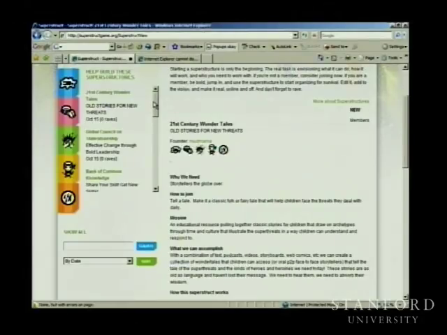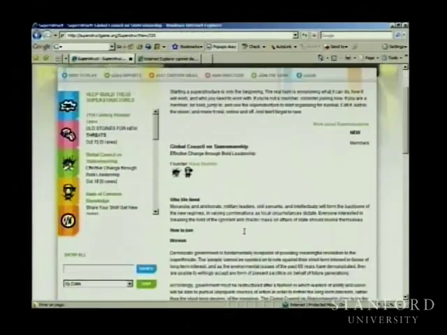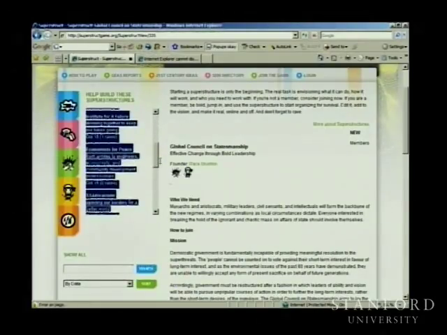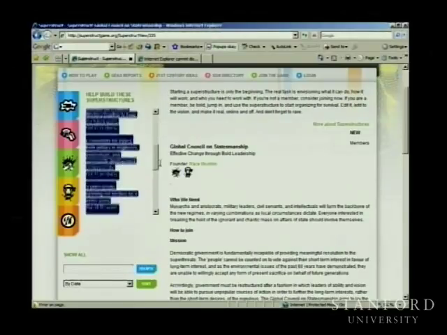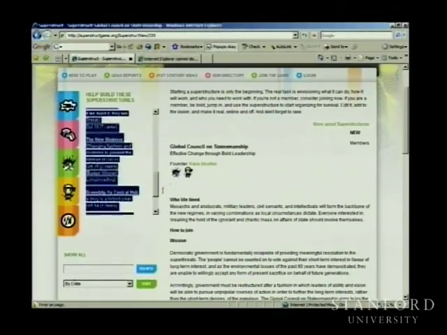21st Century Wonder Tales, so that's sort of storytellers the globe over. Global Council on Statesmanship, I don't know what that is. Monarchs and aristocrats, blah, blah, blah, doing something. Bank of Common Knowledge, Institute for a Future, that's interesting, I wonder if they're competitive. SS Africa Unite, the Meme Machine, the New Modesty.